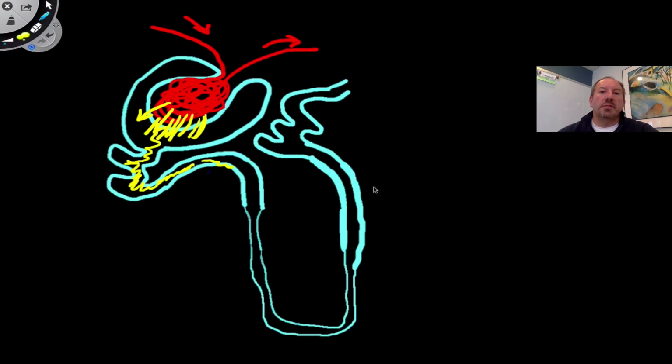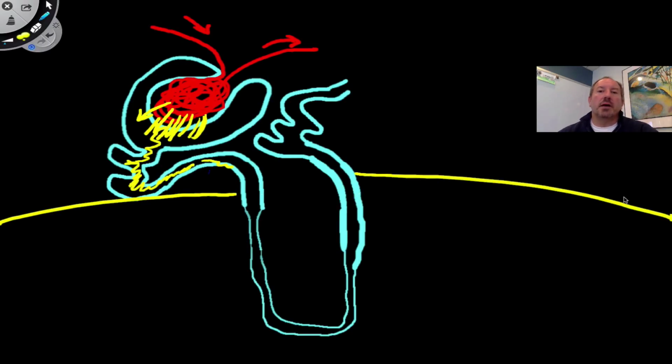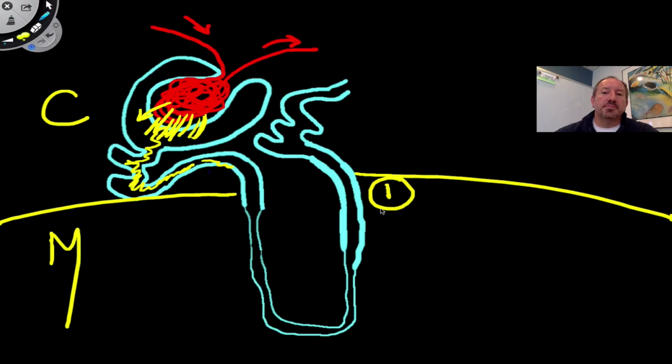Okay, so let me emphasize something that's happening. Do you see, this is referred to as the loop of Henle right here? I've been talking about the proximal convoluted tubule. I want to talk a little bit about the loop of Henle. Now, I draw this line right here because everything above this line is the renal cortex, and everything down here is the renal medulla.